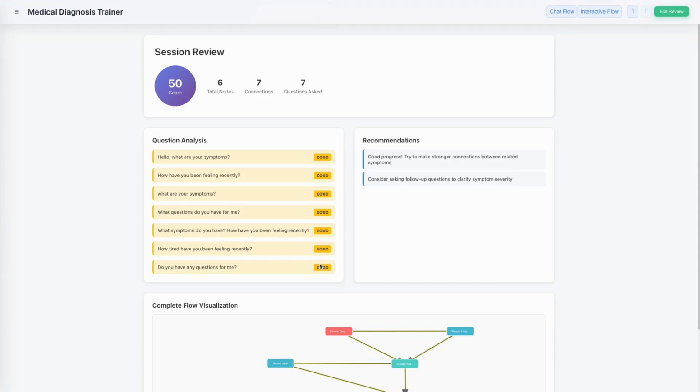HippoTree turns passive study into active, evidence-driven practice. Students graduate with better questioning technique, sharper diagnostic reasoning, and a visual record of their clinical thought process. Train smarter, reason better, prepare for real patients with HippoTree.